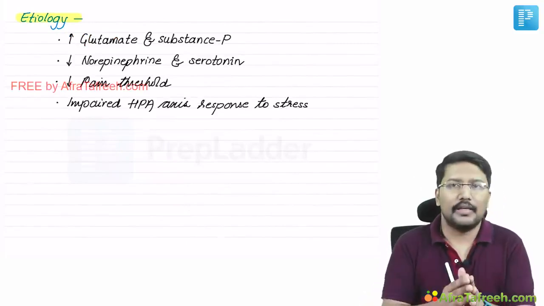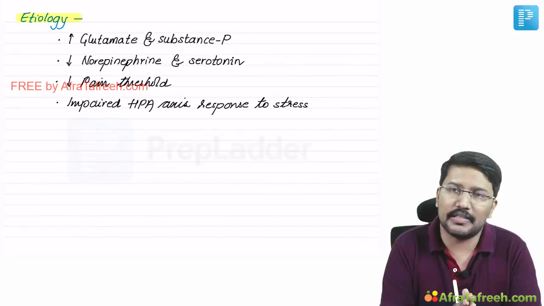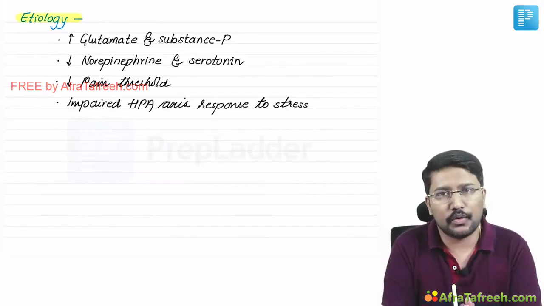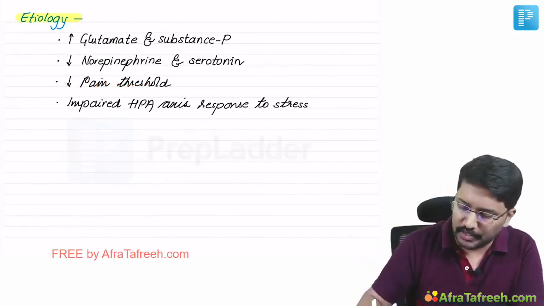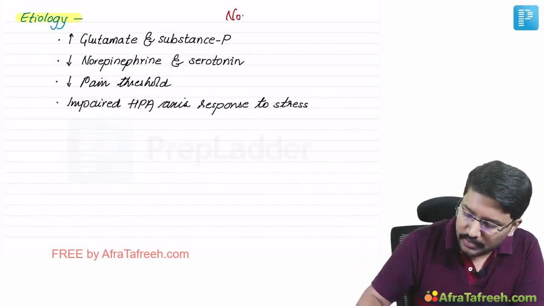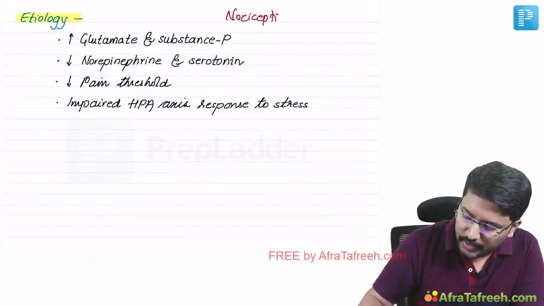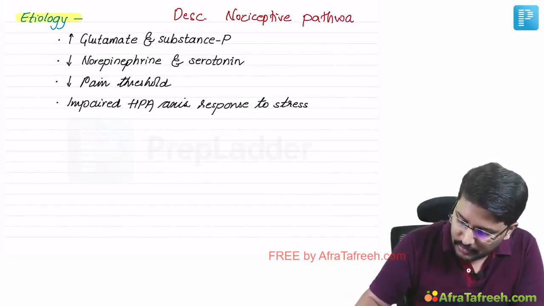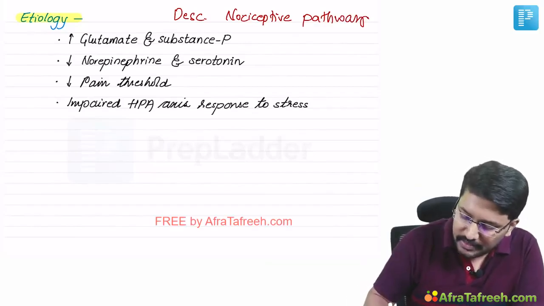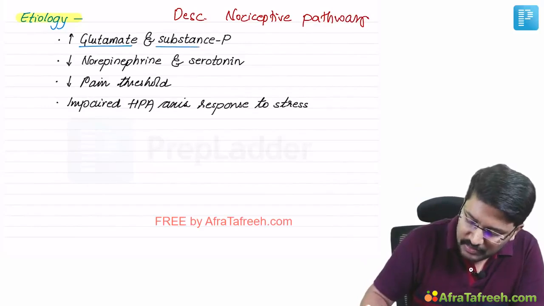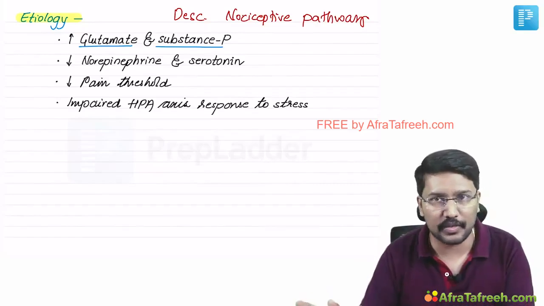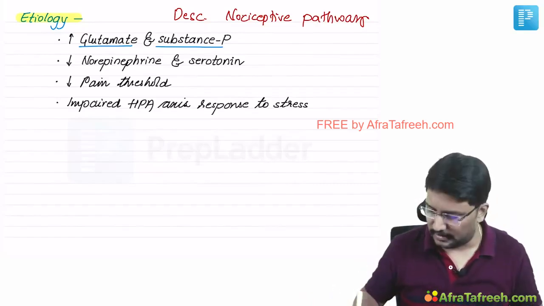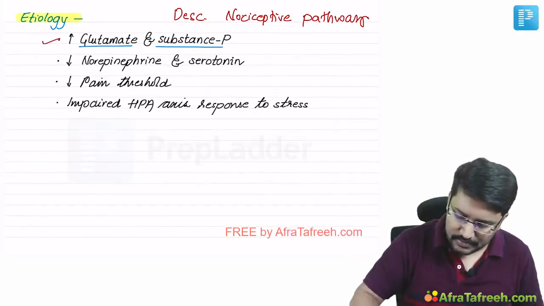Now coming to etiology, nothing is well understood about its etiology, but I still want you to remember some points. So far what we have found out is that in these patients, the majority of the abnormalities are from the descending nociceptive pathway, or descending pain pathway. In this pathway, what we have noticed is that the excitatory neurotransmitters like glutamate and substance P are increased in the descending nociceptive pathway. Thus, the pain perception is increased. Okay. So that is the first point.